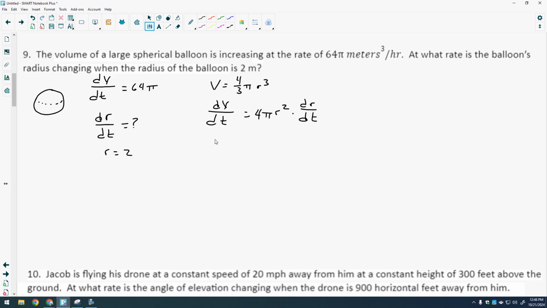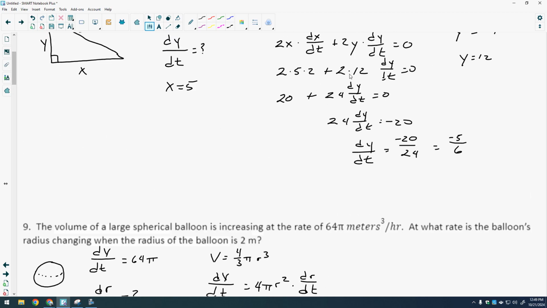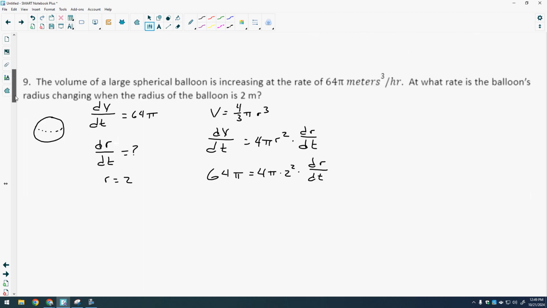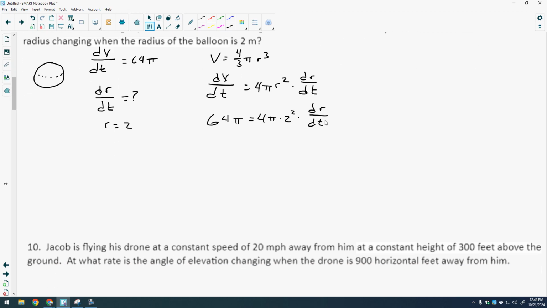Plug in all the stuff I know. And solve for what I don't know. In this case, there's no r's to solve for, there's no V's to solve for. I just need dr/dt. So up here I had to do a secondary step. I had to find out what y equals by doing all my work, but I don't have to. Just solve. I know everything except for dr/dt.